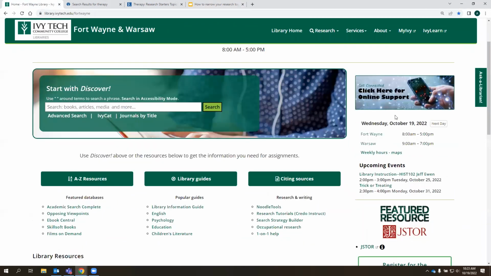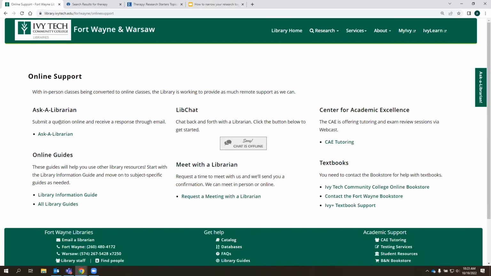As we go back to the library website, know that you can get help with anything related to research by clicking here in the top right, and you can ask a librarian through email. You can chat with us in real time, and you can meet with us one-on-one for a longer meeting.